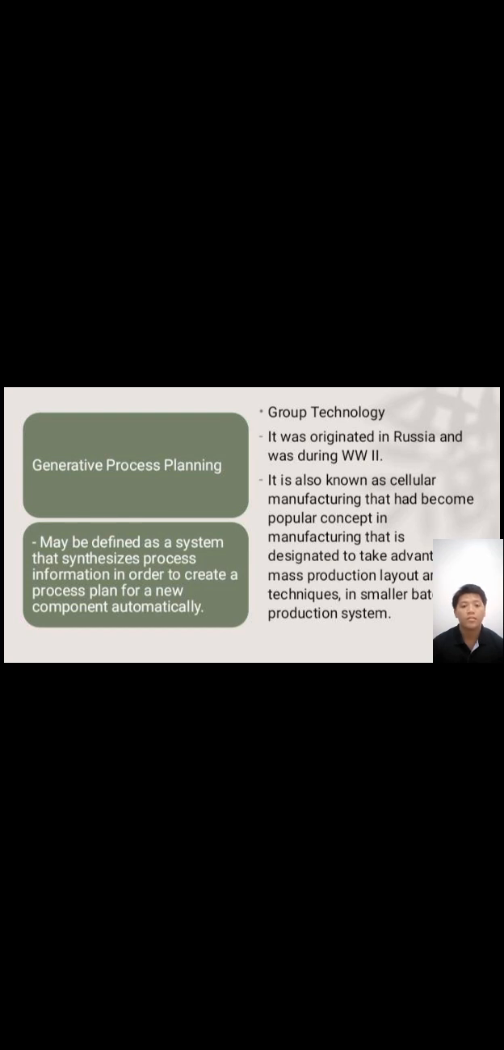Generative process planning. It may be defined as a system that synthesizes process information in order to create a process plan for a new component automatically. Generative process planning also involves defining the sequence of operations, resources, and methods required to manufacture a product. It includes selecting appropriate machines, tools, and materials, aiming to optimize efficiency and meet quality standards throughout the production process.